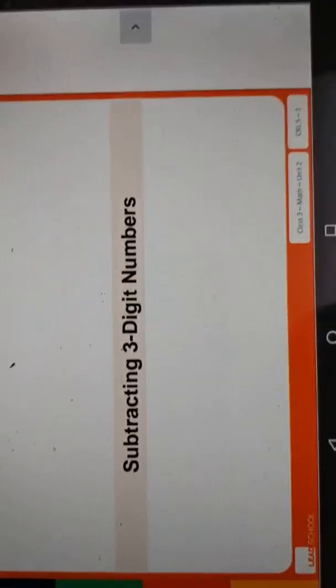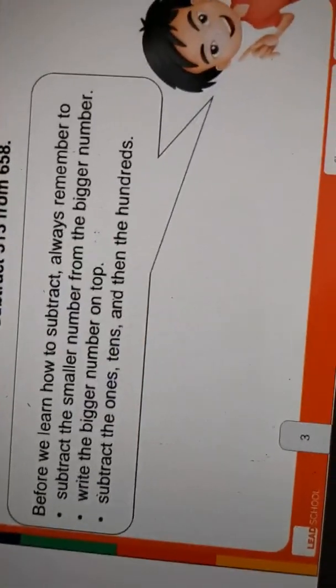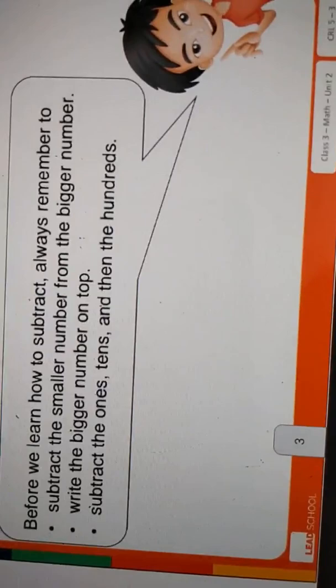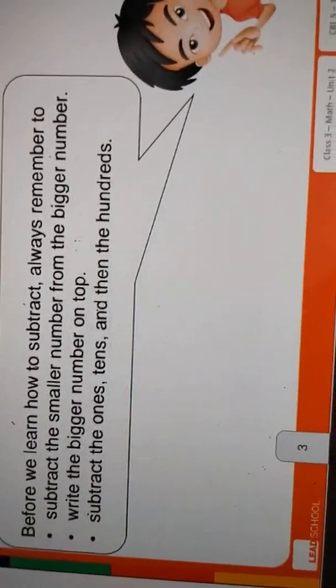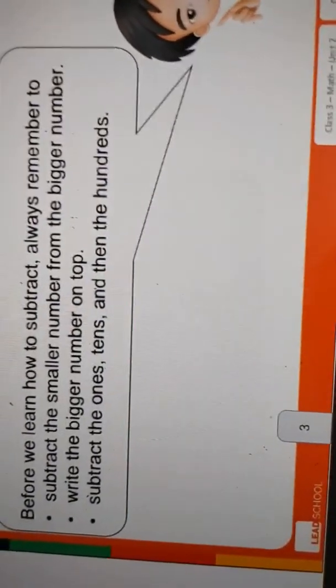So students, in that subtracting 3-digit number, subtract 330 from 658. Before we learn how to do the subtraction, always remember to subtract the smaller number from the bigger number. Write the bigger number on top.